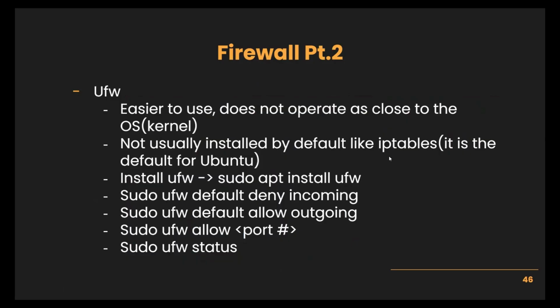UFW doesn't operate as close to the operating system, so it's much easier to use. The commands are not as complicated. We see here, you install UFW, sudo apt install ufw, and then in order to deny all incoming connections, you do sudo ufw default deny incoming, and then the same with outgoing. And then here is where you would allow the specific port. So then you would allow 22 for SSH, 53 for DNS, and so on. And then sudo ufw status checks to see if your firewall is up and running.